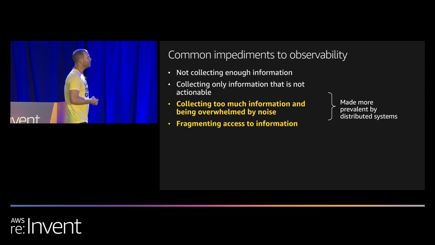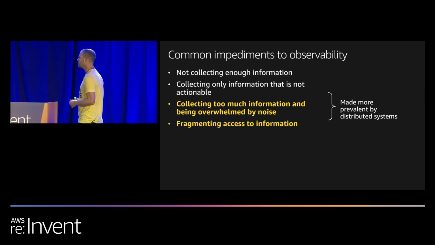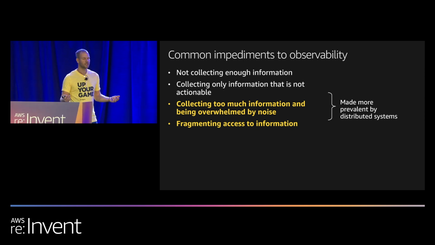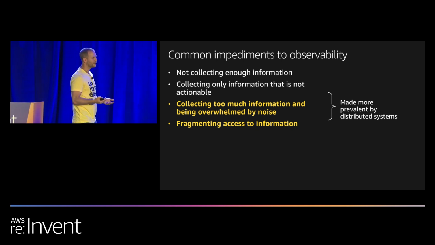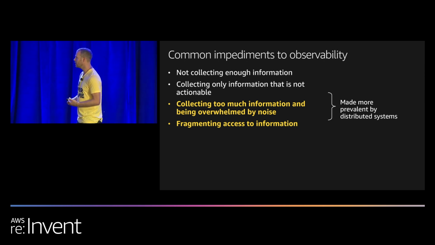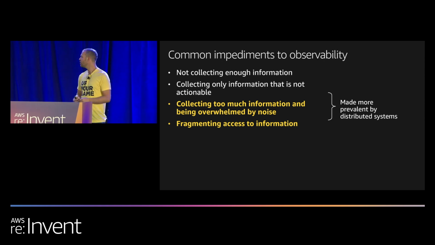A few impediments of observability, and the first two are pretty obvious. If I'm not collecting enough information or I'm not collecting information which is actionable, then this is a waste of my time because I can't troubleshoot and I can't know what's going on in the system. But the second two are actually more prevalent in distributed environments.